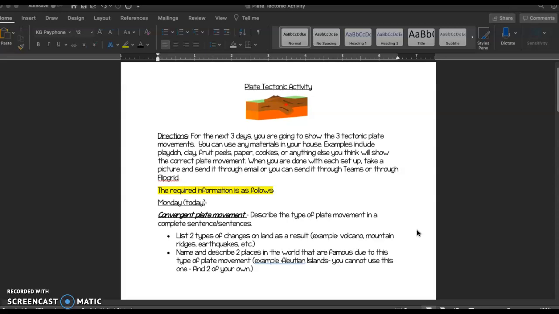Now, this is a STEM challenge like we did for Harry, where you are going to basically use whatever materials you have to create your plate boundaries. So instead of a structure for Harry, you are creating plate boundaries. So you can use any materials that you find in your house. So examples can be Play-Doh, clay, fruit peels, paper, cookies, anything to show correct plate movement.